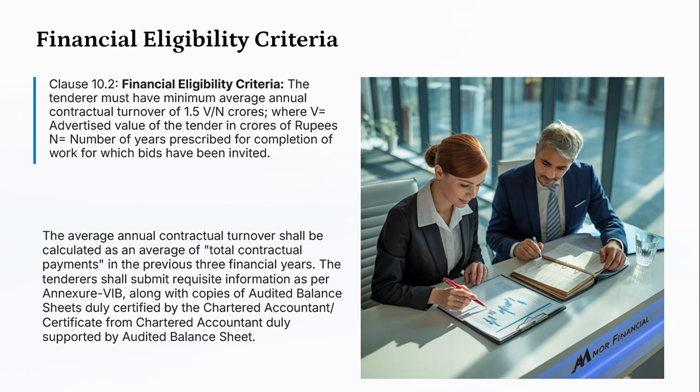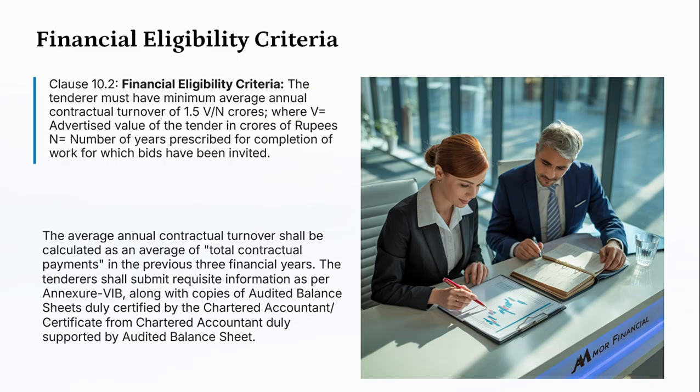Financial eligibility criteria. Clause 10.2, Financial eligibility criteria. The tenderer must have a minimum average annual contractual turnover of 1.5 V by N crores, where V is the advertised value of the tender in crores of rupees and N is the number of years prescribed for completion of work for which bids have been invited. That means, for example, if the work is to be completed in 1 year, it is equal to the advertised value. If it is required to be completed in 6 months, then for the eligibility criteria, the turnover should be equivalent to the advertised value.